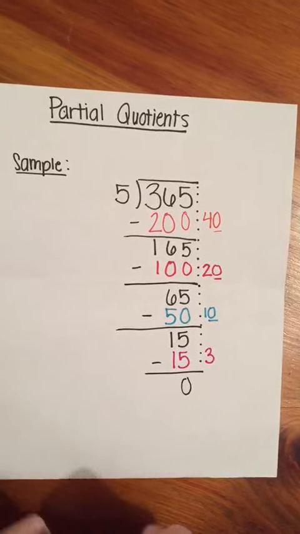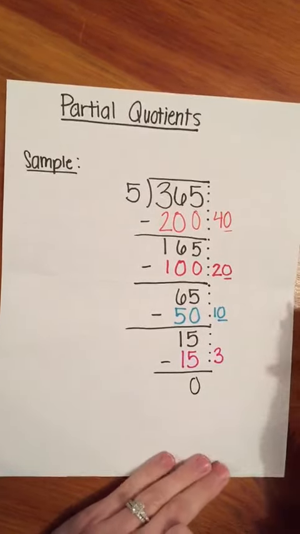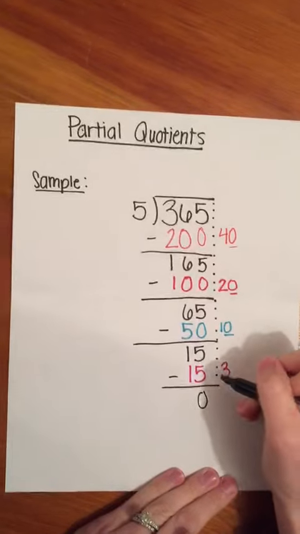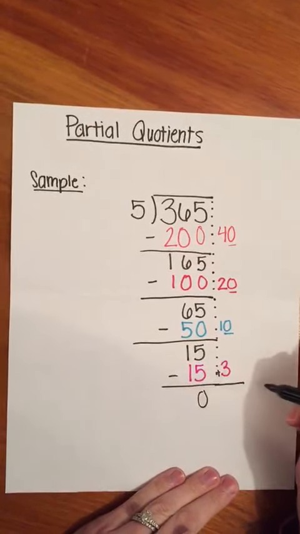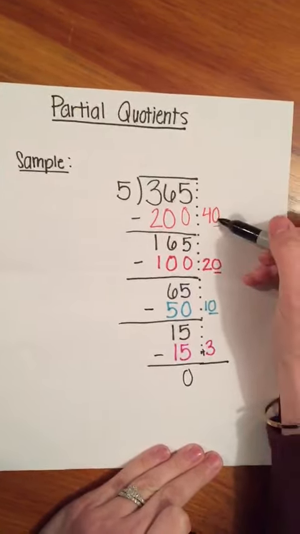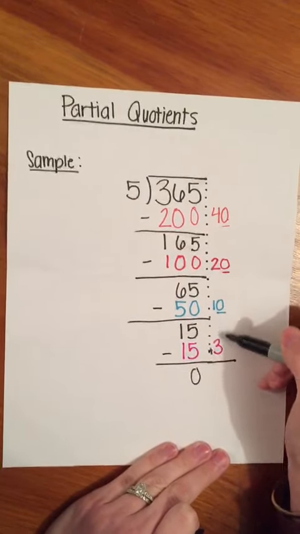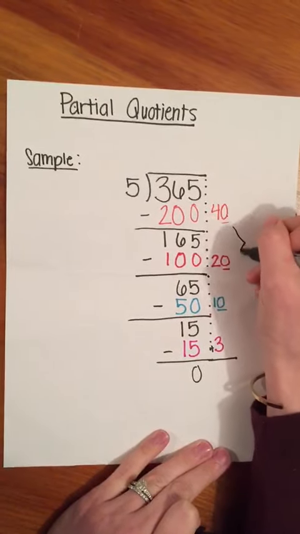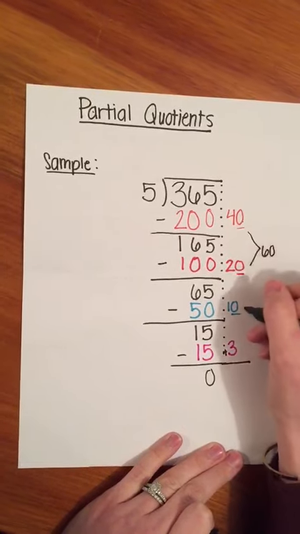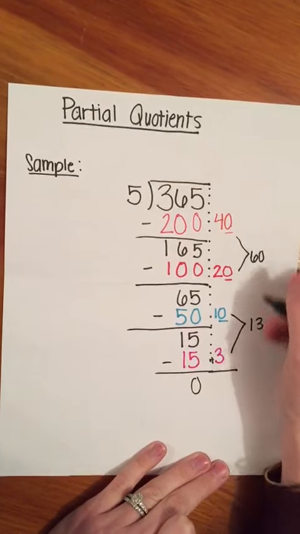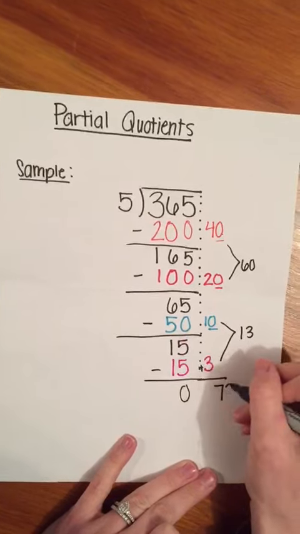But I'm not exactly done yet. So what I need to do is go over to the right side, on the other side of my dotted line, and add all of these quotients together. So 40 plus 20 plus 10 plus 3. I can do these two together. That will give me 60. This will give me 13. And if I add those together, it'll give me 73.